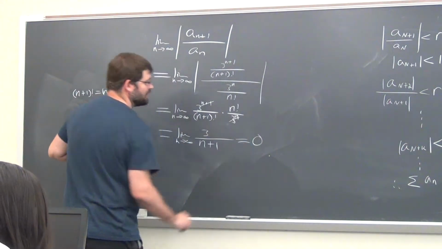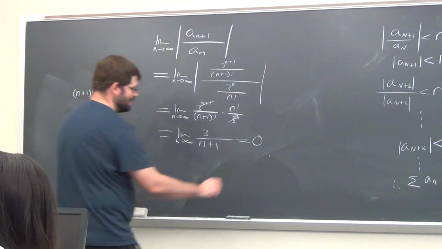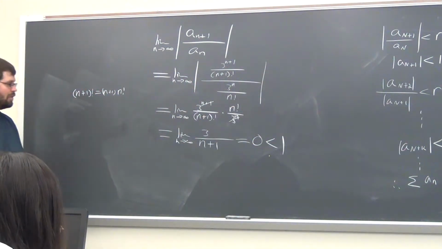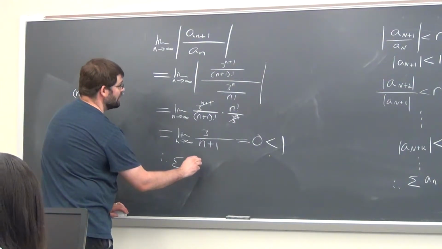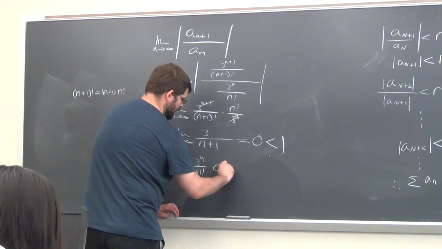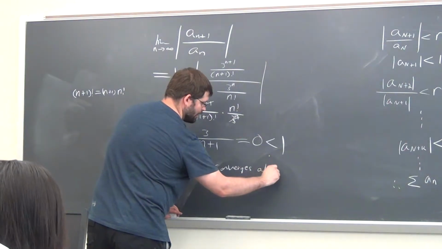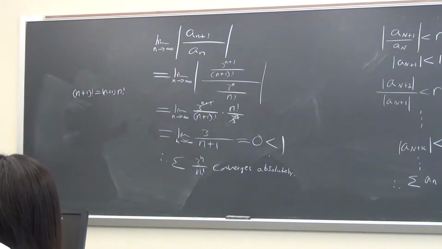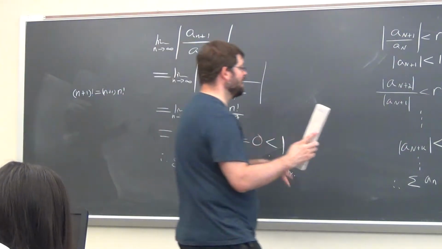0. Is 0 less than 1, greater than 1, or equal to 1? It's less than 1. So what's our conclusion? Therefore, our series, which is 3 to the n over n factorial, converges. And I'm just going to go ahead and say absolutely. You were just asked if it converged or diverged, but that's what I think. Does that make sense? So that's the basic idea behind the ratio test.